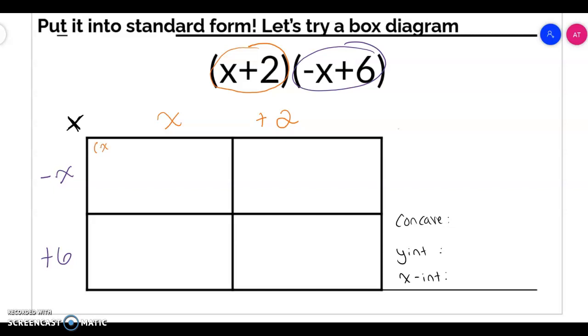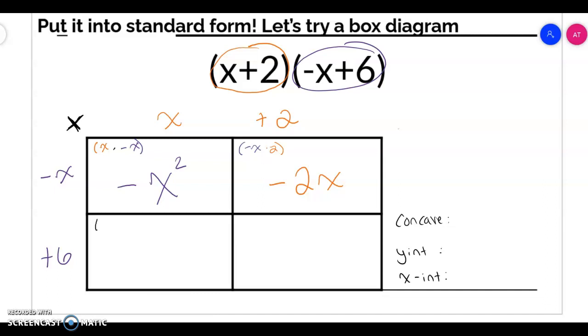So essentially x times negative x. A negative times a positive is a negative, and 2 x's make an x squared. Then in this second box here on top, I have negative x times 2. Well, I know a negative times a positive will give me a negative, so this is going to be negative 2x.